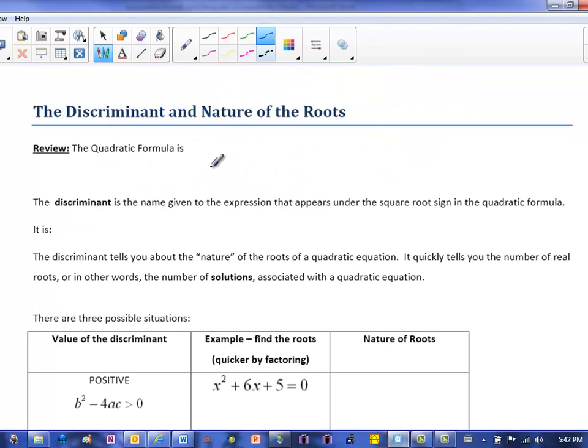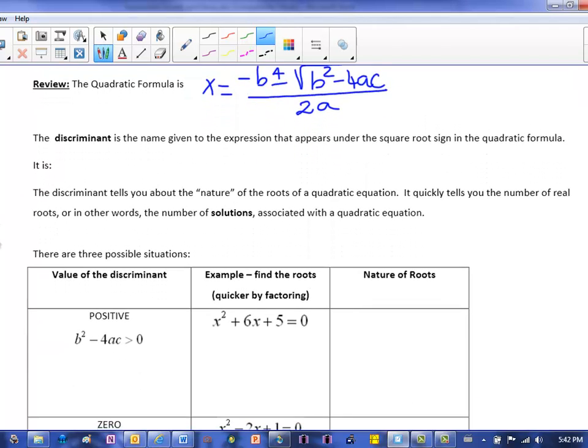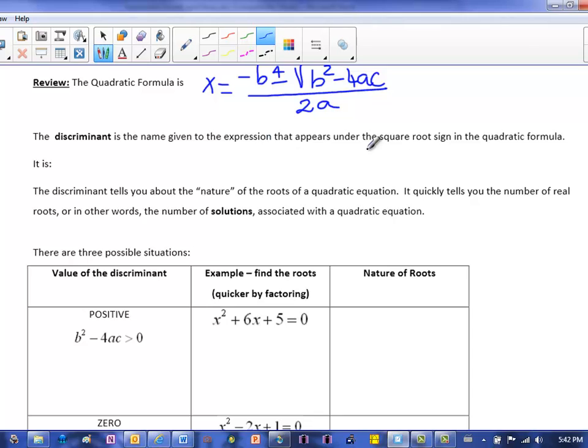So the quadratic formula, we said it was x equals negative b plus or minus square root of b squared minus 4ac, over 2a. The discriminant is the name given to the expression that appears under the square root sign in the quadratic formula. So the discriminant is D equals the expression under the square root, b squared minus 4ac.